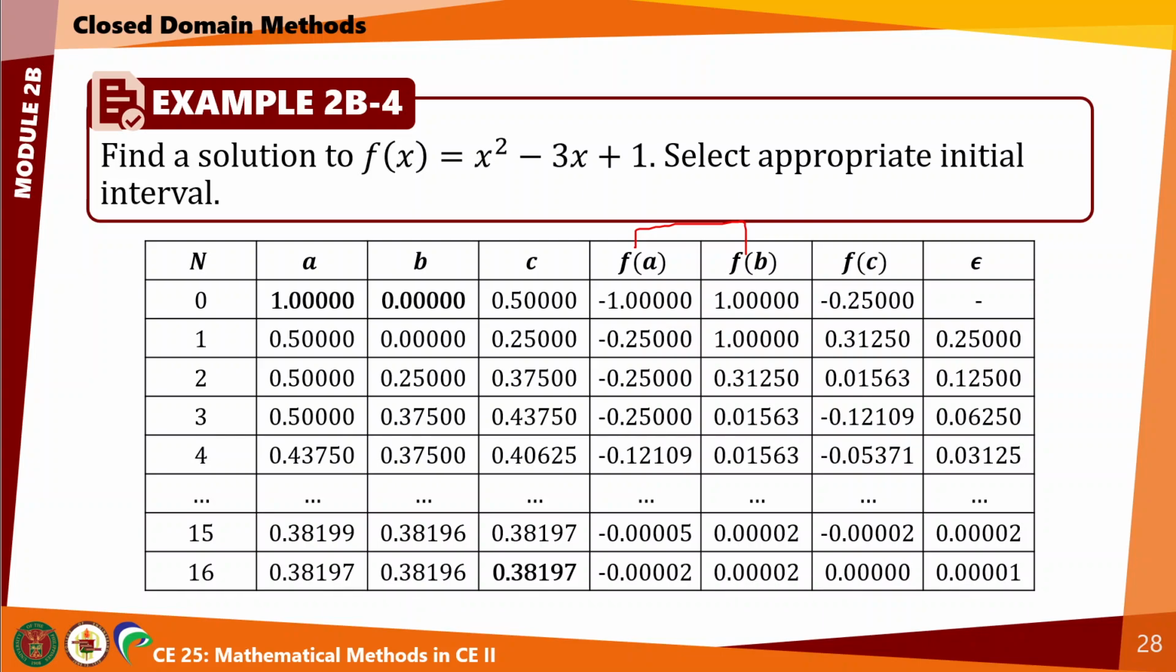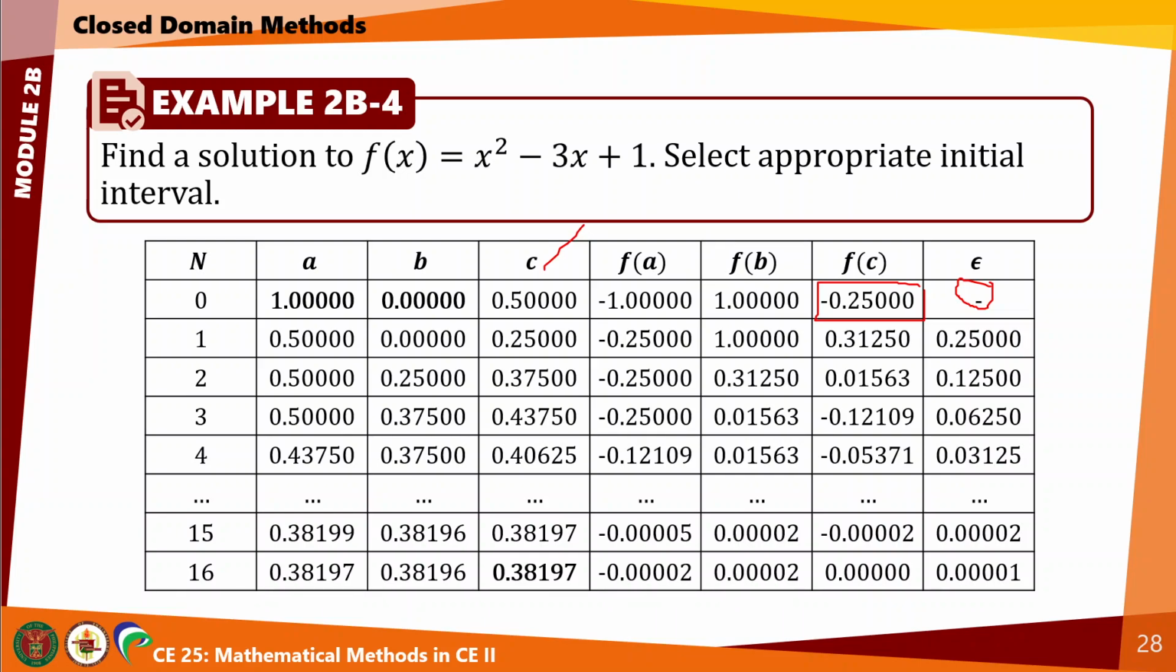Okay, substitute din natin tong midpoint. We get 0.5 squared minus 3 times 0.5 plus 1. I get negative 0.25. Okay, wala pang absolute error kasi wala tayong previous na midpoint. Okay, so looking at this, ito kasi i-compare natin. Automatic kasi na sila si C or yung midpoint, siya na yung isa dun sa endpoints nung next interval natin.